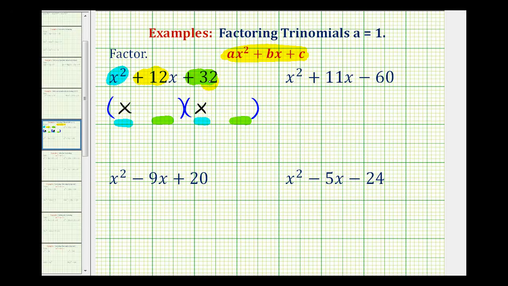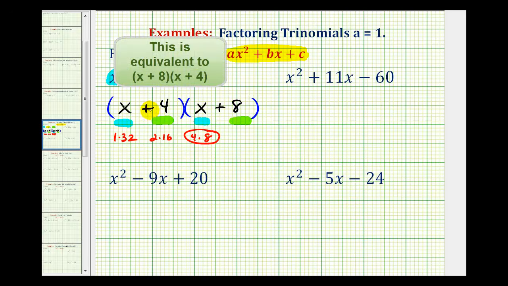Well, let's list the positive factors of 32. We could have 1 times 32, 2 times 16, 4 times 8. But again, we want the factors that add to 12, so 4 and 8 are the winning factors. And since 4 and 8 are both positive, we'll have plus 4 here and plus 8 here. Of course, we could put the plus 8 here and the plus 4 here, and the factors would be the same, just in a different order.